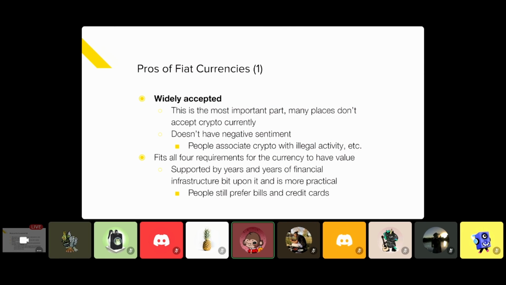Pros of fiat currency: it's widely accepted. It's been the norm for basically as long as we can think of. This is the most important part: many places don't accept cryptocurrency. So it doesn't have a negative sentiment. People associate crypto with illegal activity because it's untraceable and, like Sagar said, it's decentralized, so it can't be tracked. People choose to do stuff that they shouldn't be doing with cryptocurrency. Fiat fits all four requirements for a currency to have value. It's been supported by years and years of financial infrastructure built upon it, and is more practical. People still prefer bills and credit cards.